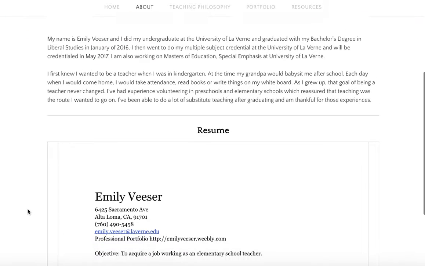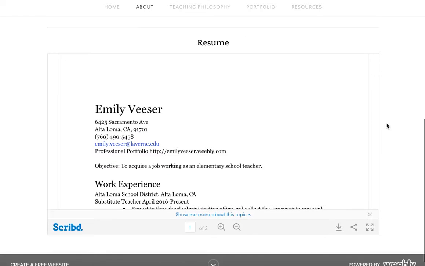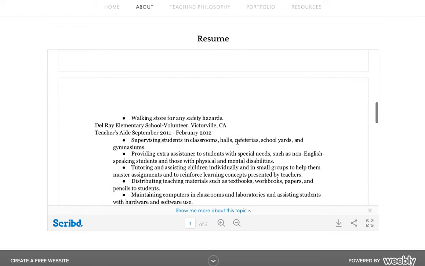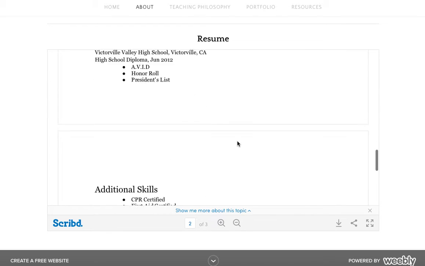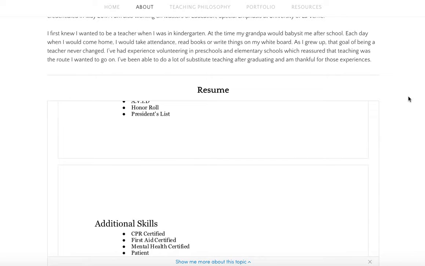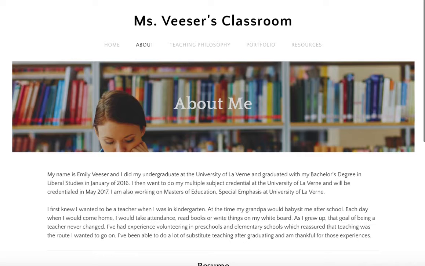And then I showed that button to you earlier, which is the link to my resume, which is also on the About page. So what's nice about Weebly is that you can scroll down and preview the document that is here, or you have the option to download it. So that's really nice because if you don't want to download a bunch of links to your computer, you can easily see it right there. Or if you do want to download it, you have that option.